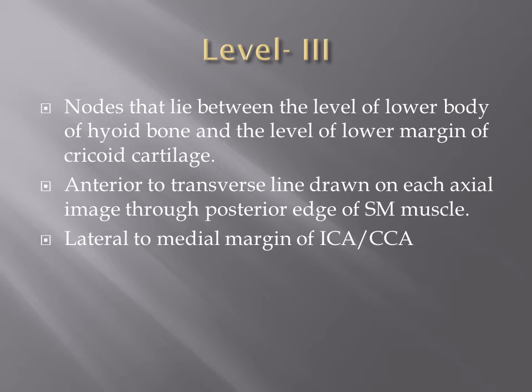Coming to level 3 nodes, these are the nodes which lie between the lower border of the hyoid and the level of the lower margin of the cricoid, and lie anterior to the posterior margin of the sternomastoid and lateral to the medial margin of the ICA or CCA. The nodes which lie medial to the ICA or CCA are considered as level 6 nodes or visceral nodes.